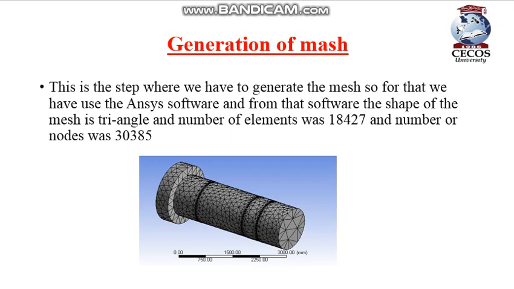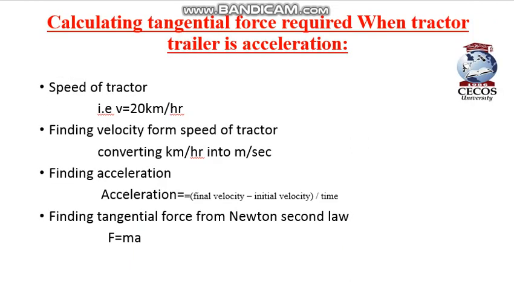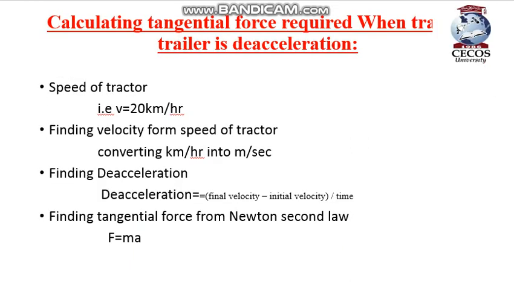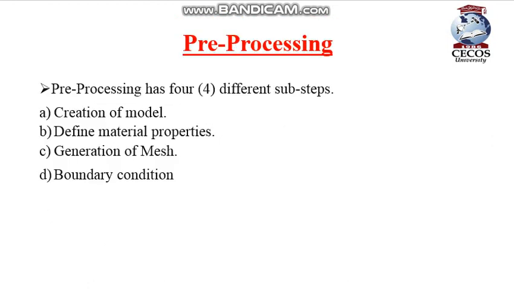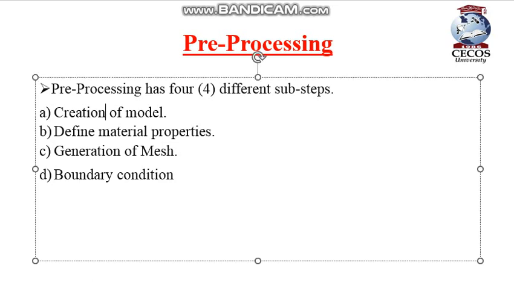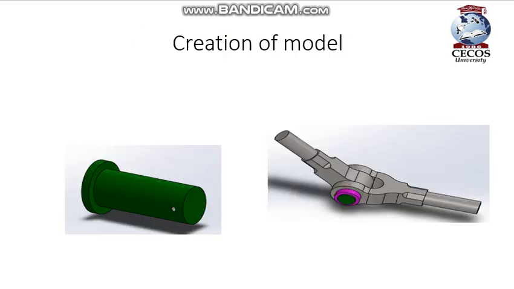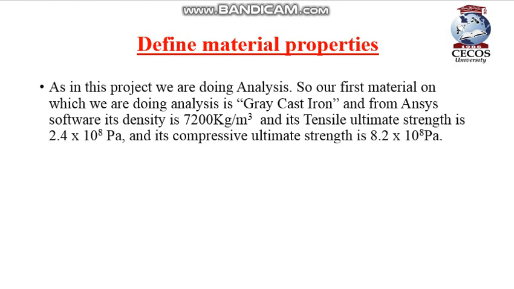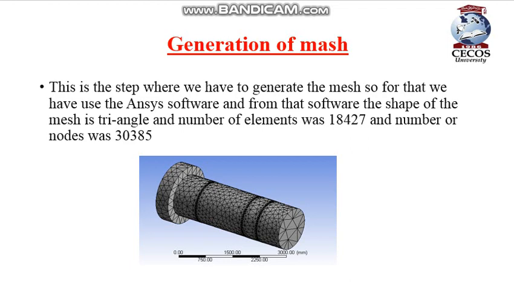Okay, in the last video we talked about calculating the tangential force required for the tractor trailer when it is accelerating. Then for deceleration, we talked about the pre-processing steps, in which we explained how to create our model over here. Then we also defined material properties, and we talked about the generation of mesh, how we generated our mesh.